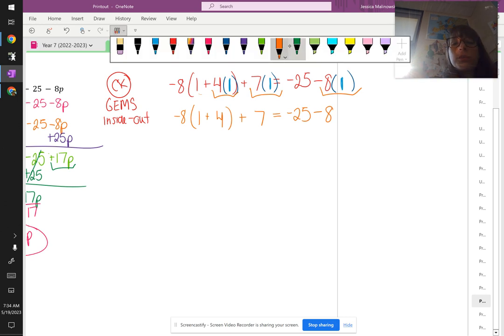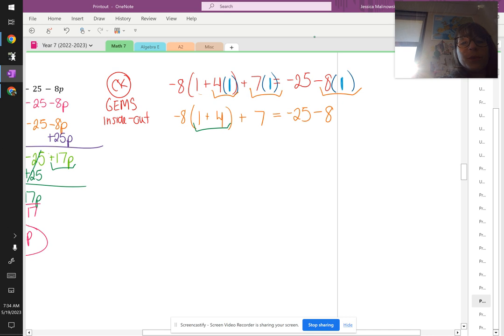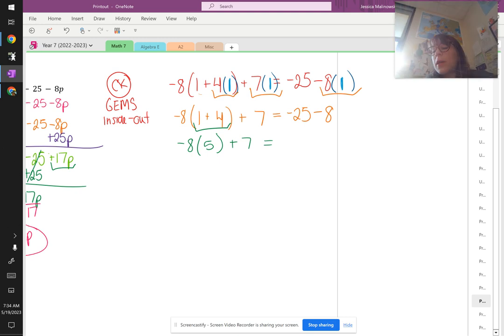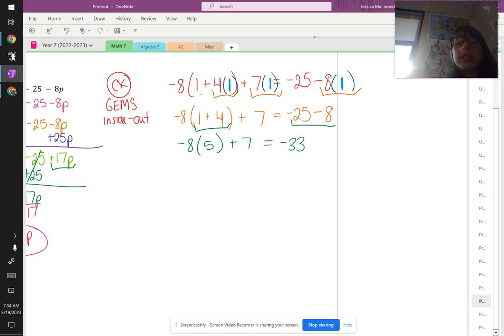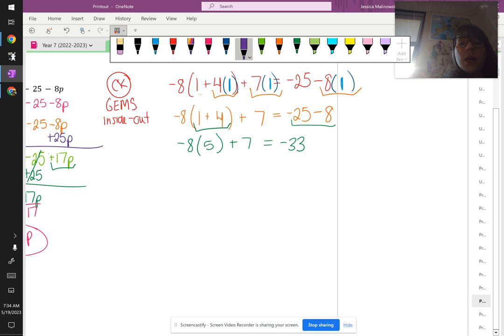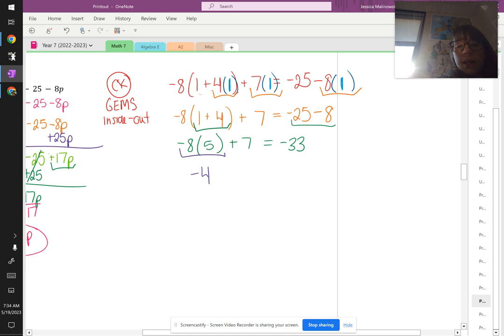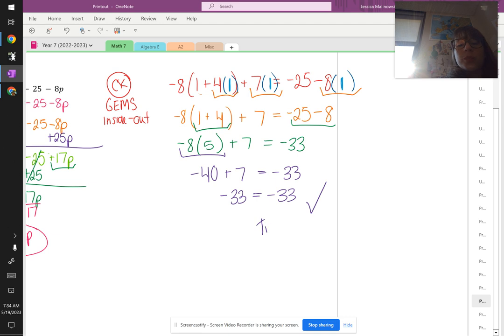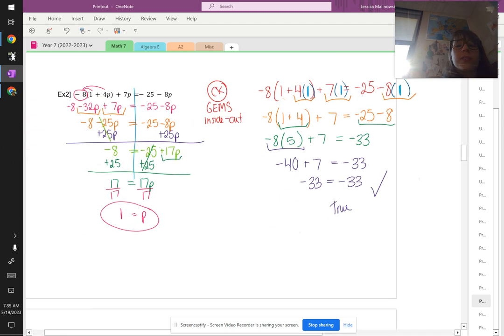All right, so still have groupings over here to work with. So I'm going to get that next. 1 plus 4 is 5. You are going to need to show some in-between steps in order to get full credit when you're doing this. This turns into a negative 33. And continuing on, negative 8 times 5 is negative 40. Negative 40 plus 7 is indeed a negative 33, which gives us a true statement, which means our answer is correct.